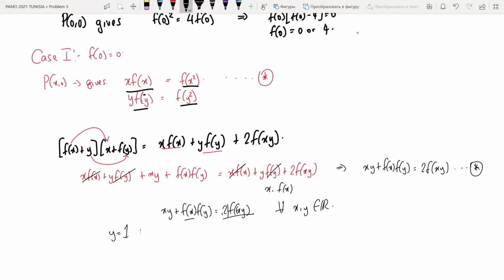So when we plug in y equals 1, what does it give us? We get x plus f of x, f of 1. Remember, I don't know what the value of f of 1 is, so just leave it that way. It equals 2 f of x. So this is what we have.